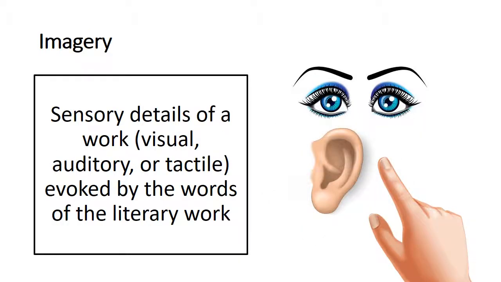The next word is imagery. Imagery are the sensory details of a work. Visual, or what you see. Auditory, or what you hear. Tactile, or what you feel. And these are the details that are evoked by the words of the literary work.